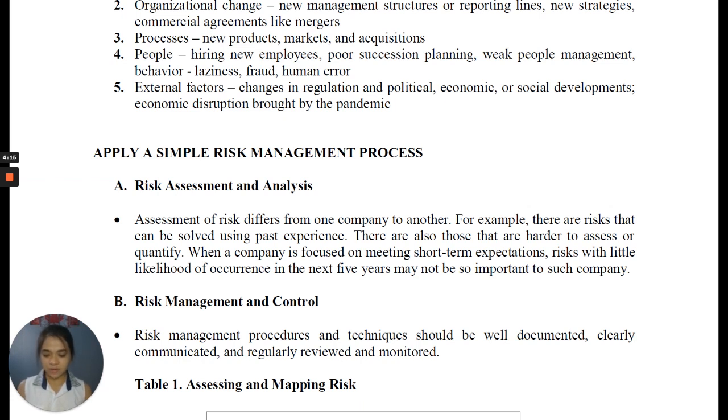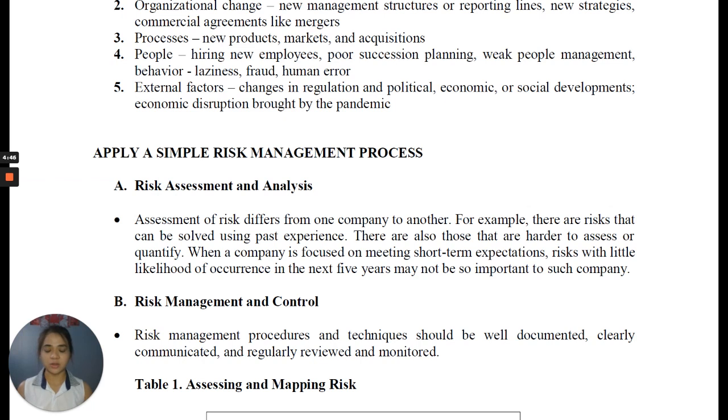Next is apply a simple risk management process. Risk assessment and analysis. The assessment of risk differs from one company to another. For example, there are risks that can be solved using past experience. There are those that are harder to assess or quantify. When a company is focused on meeting short-term expectations, risk with little likelihood of occurrence in the next 5 years may not be so important to such company.